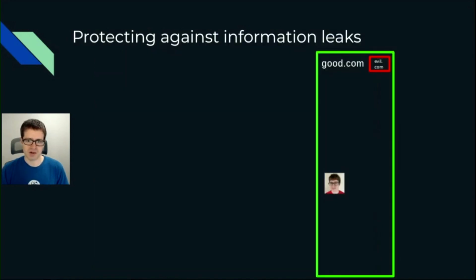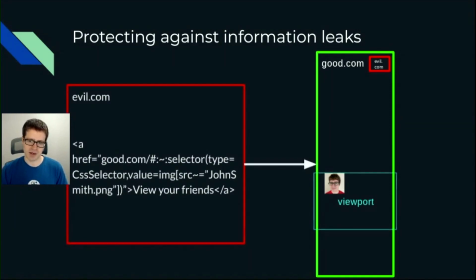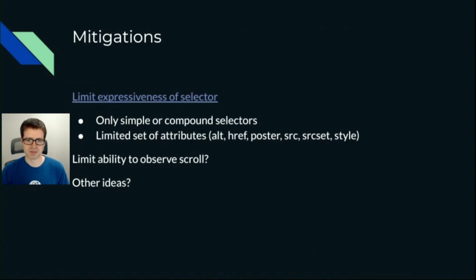However, we have to be careful. If evil.com is embedded by good.com, it can tell when the user scrolls away using APIs like Intersection Observer. This means if evil.com can get the user to click on a link containing a fragment directive, it could detect if the target exists on the page by observing how quickly the user scrolls there. In this case, telling if John Smith is one of this person's friends.